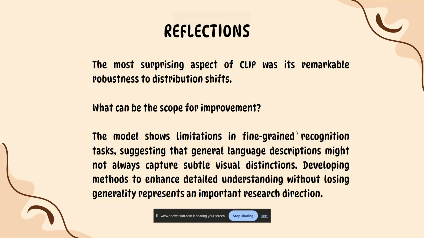The most surprising aspect of CLIP was its remarkable robustness to distribution shifts. And what can be the scope for improvement? The model shows limitations in fine-grained recognition tasks, suggesting that general language descriptions might not always capture subtle visual distinctions. For example, as we have seen in the research paper, the CLIP model does not perform well on non-general data, say MRI image classification. They show that it performs worse on MRI images, because that is not general data, that is not easily available on the internet. So we need to work on that aspect.